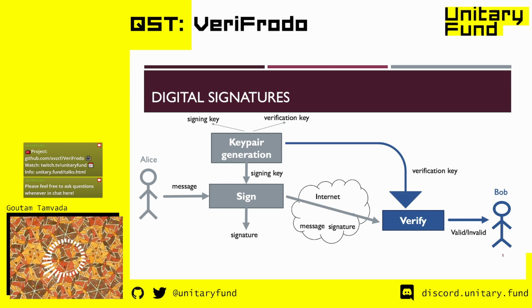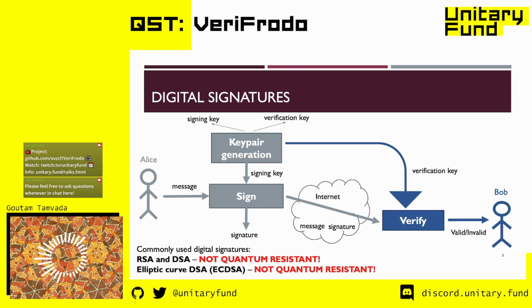Algorithms commonly used for digital signatures include the RSA and DSA algorithms, as well as the elliptic curve DSA, or ECDSA, algorithms. None of these are quantum resistant. They can be broken by a sufficiently powerful quantum computer.